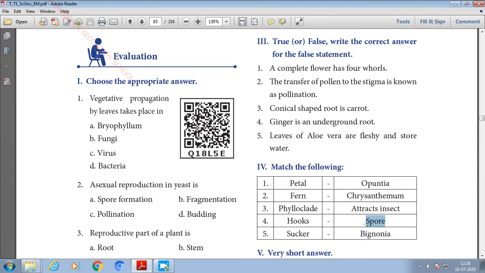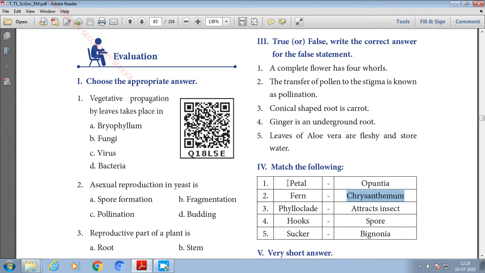So the reproduction is being matched here. Third one, phylloclad. This is a modification which is seen in the opuntia plant. So the answer for phylloclad is opuntia. Fourth one, hooks are mainly present in bignonia, which is a modification in leaf. So hooks is a modification seen in bignonia plant. And sucker is also a modification of leaf which is seen in chrysanthemum. So the answer for sucker is chrysanthemum.